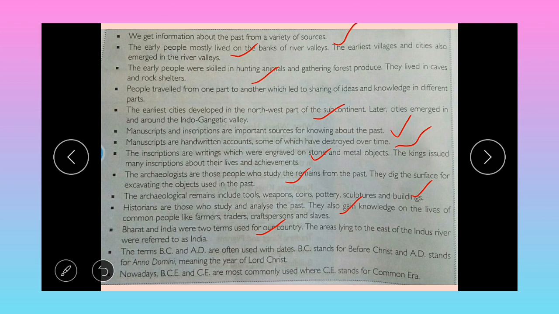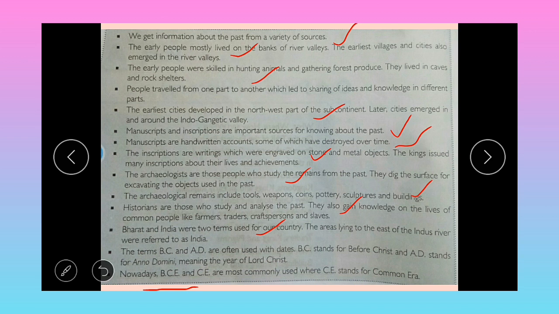Nowadays, BCE and CE are most commonly used, where CE stands for Common Era. BCE means Before Christ Era, and CE means Christ Era.